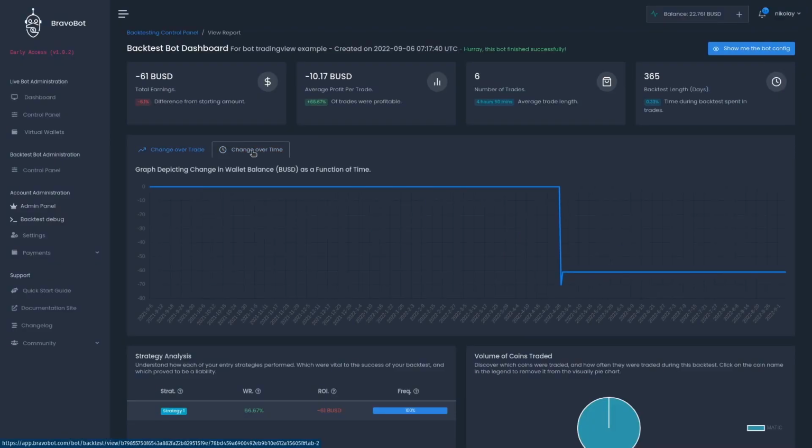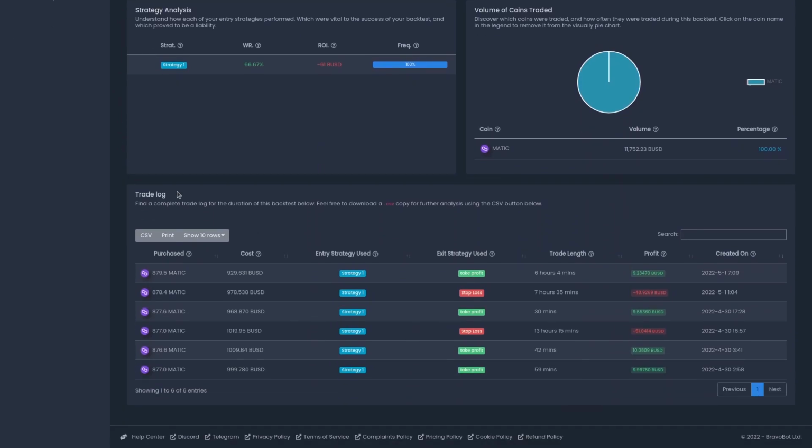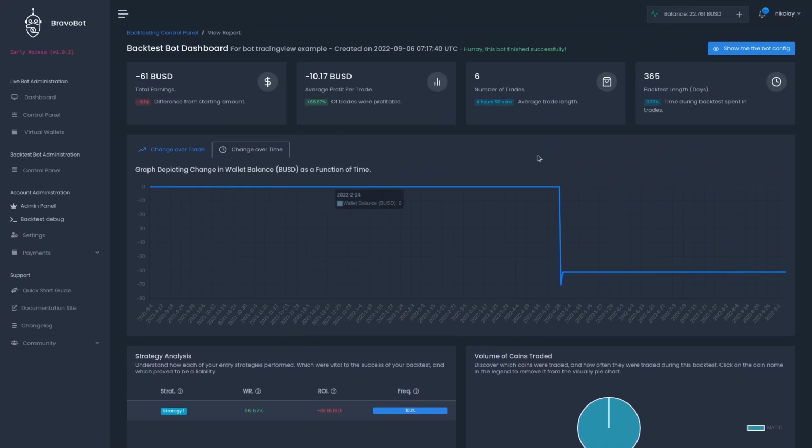The bot essentially made a few bad trades and then was idle for the rest of the time. Thankfully, now we know this strategy is not good, and we can move on to finding a better strategy without having to test it with our own money. Keep in mind, this process will take some time.